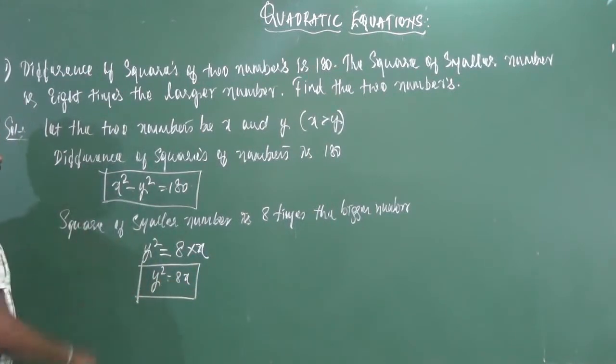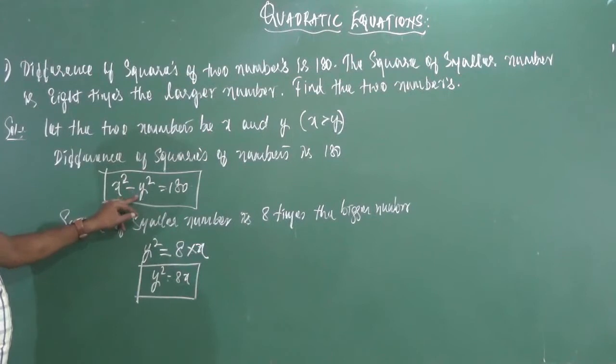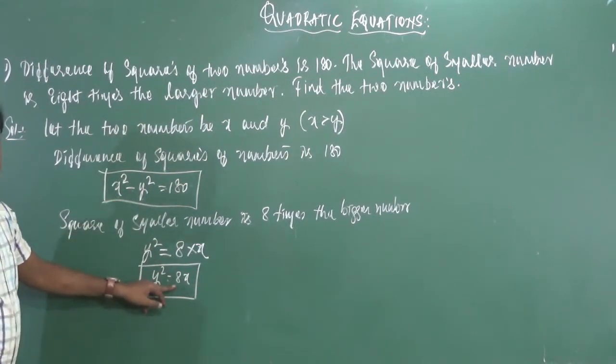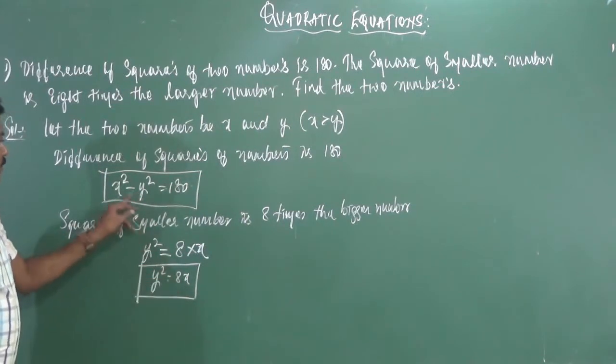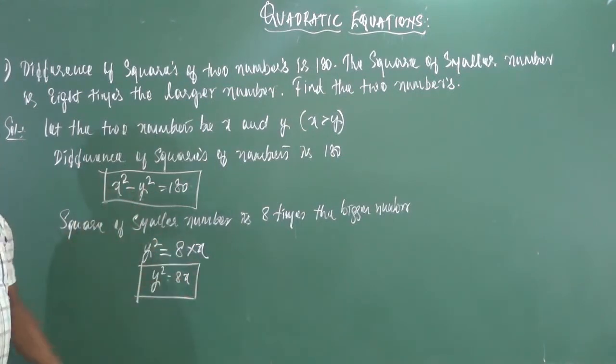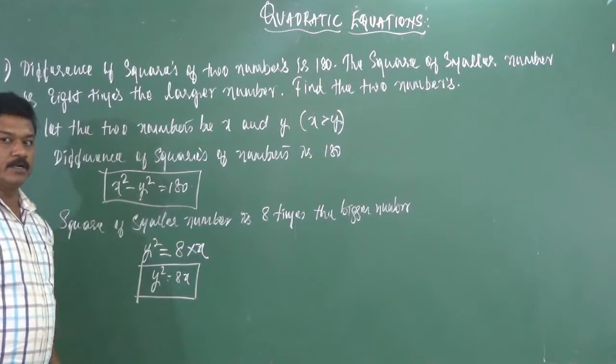So we have two results here. Instead of this y square, can we substitute 8x or not? Because y square is 8x. So here in this equation, instead of y square, can we substitute 8x, or we cannot substitute that? We can do it, right?